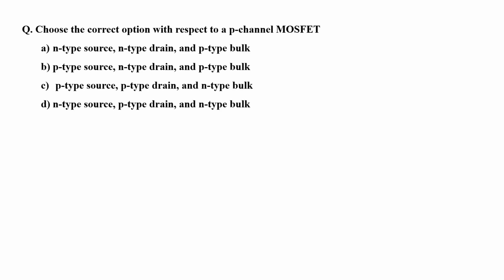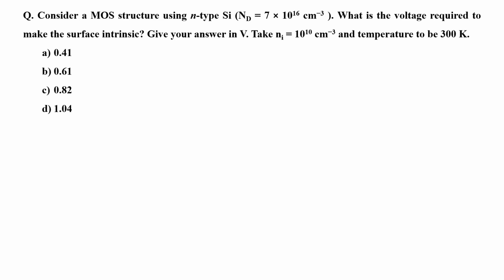So next, choose the correct option with respect to a P-channel MOSFET. Option C: P-type source, P-type drain, and N-type bulk. Yeah, that's the answer. No doubts on this one, right? Yes, ma'am.